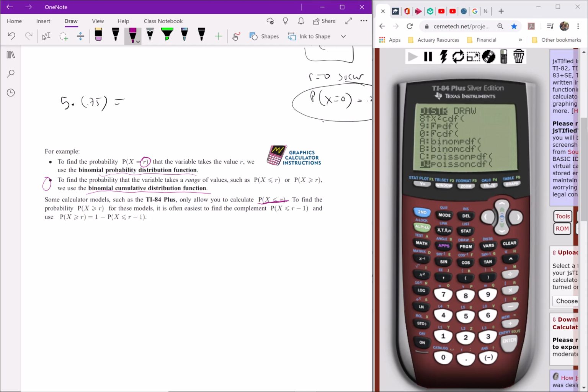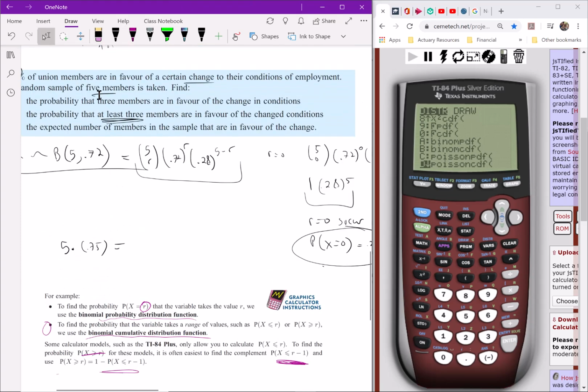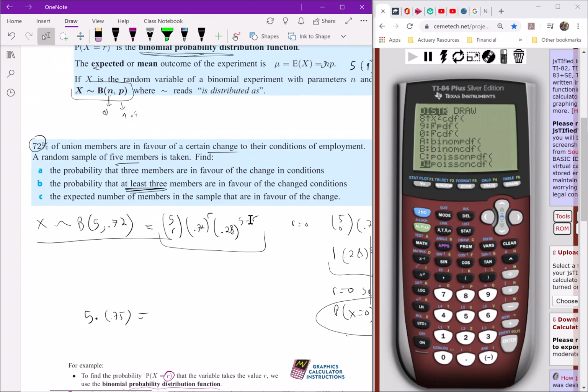Also take a note that for the TI-84s, they'll only actually do numbers less than or equal to R. So if you want to find the ones that are greater than R, it's easier to find the probability that's less than or equal to R minus 1, and then subtract that from 1. I'll give you an example of that in just a second so you can see. So let's go back up and do this problem again.